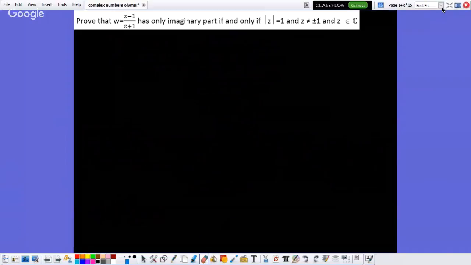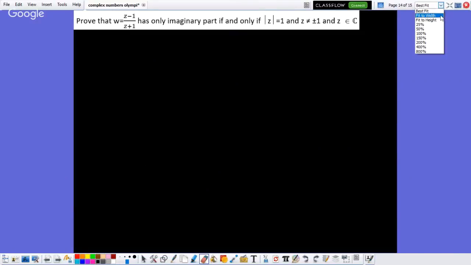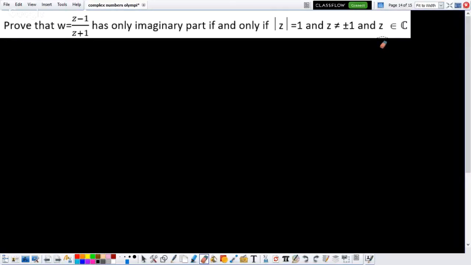Okay, now I'm going to try to solve this question. Here, this is from another source, I don't know, from the sigmas, I think. Prove that W is equal to Z minus 1 over Z plus 1 has only imaginary part if and only if Z module is equal to 1. As you see, they like this kind of things. Z module is equal to 1.